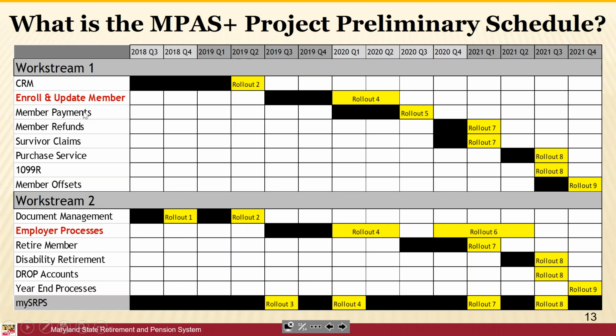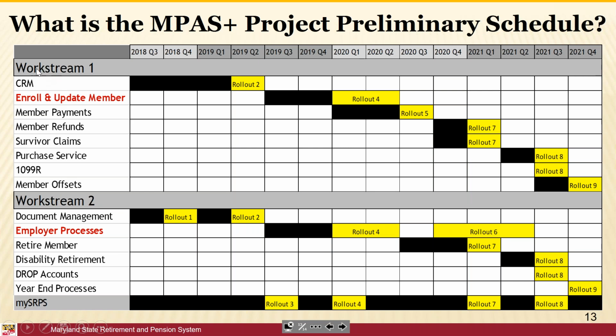Member payments, how we pay our members, the process that we have internally for that. Refunds, so when members claim refunds, we'll be re-engineering that process. Survivor claims, so for both active and retirees, when a member or retiree passes away, how we process their survivor claims. Purchase of service, our 1099-R process. This is our tax process. Member offset, so somebody has an offset due to a workers' compensation offset or a domestic relations order, how we offset any type of benefit there.